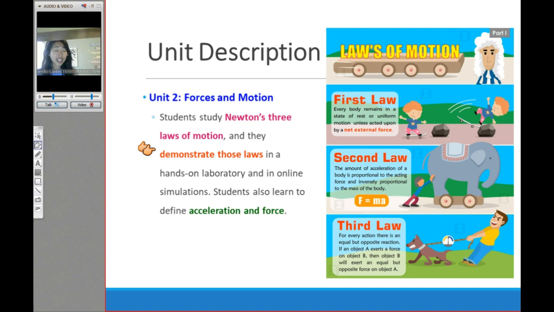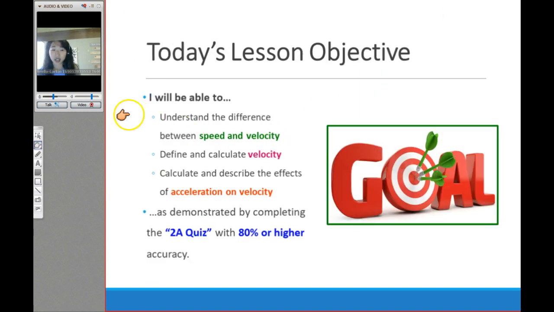Awesome. So we are starting a new unit. We're talking about unit number 2, which is forces and motion. This week, we'll be taking a look at Newton's 3 laws of motion. We're also going to talk about acceleration and force. So that's where we are going today. Let's see our objective for today.